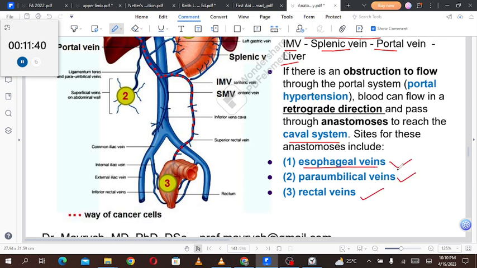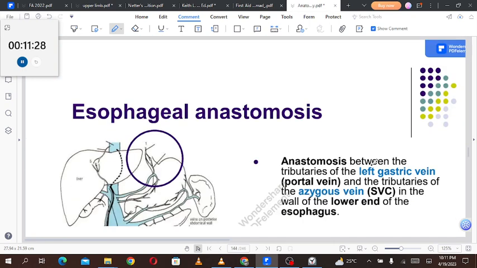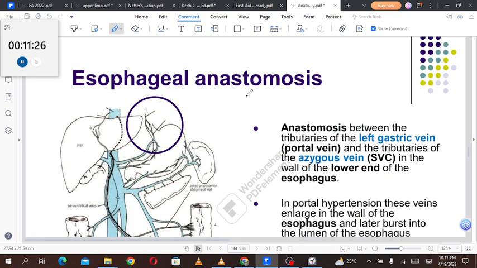Esophageal veins can develop esophageal varices. The paraumbilical veins can form the caput medusae, and the rectal veins can form the rectal varices or hemorrhoids. But remember the rectal varices. That's a good thing. Then esophageal anastomosis.